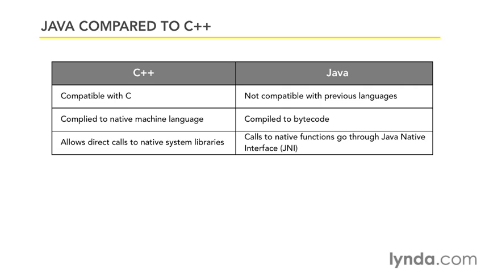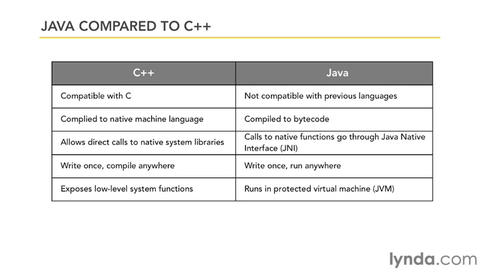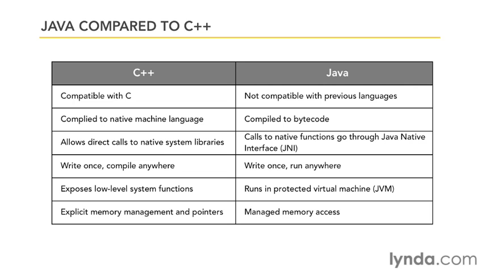Because C++ is compiled to native machine language, it allows direct calls to the native system. In Java, there's an interface called Java Native Interface, sometimes called JNI, that lets you call those native functions through the JVM. C++ lets you write once, and then as long as you followed standard C++ syntax, you can recompile for each operating system you're targeting, whereas the principles of Java say that you can write once and run anywhere. Java runs in a protected virtual machine environment, and again, you have to go through that JNI interface to make those low-level system function calls.